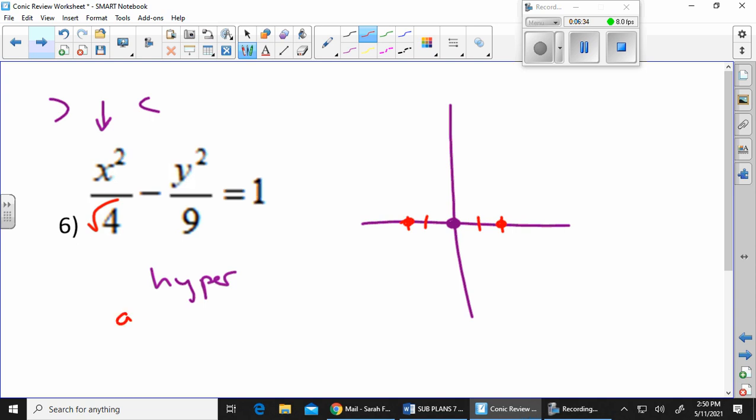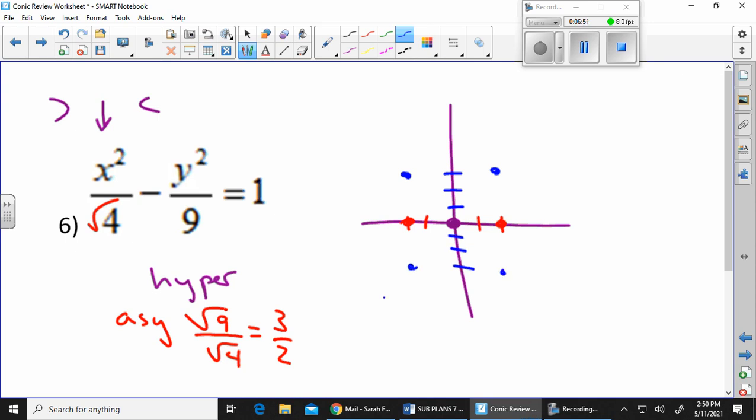I need my asymptotes. Square root of 9, my y, over square root of my x. 3 over 2. So I'm going to go up 3, right 2, up 3, left 2, down 3, etc. There's my asymptotes. I draw it.